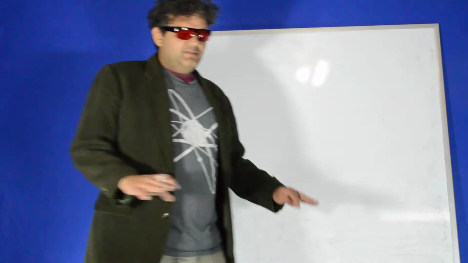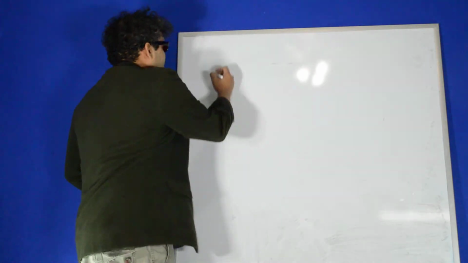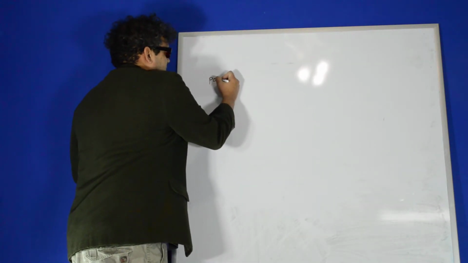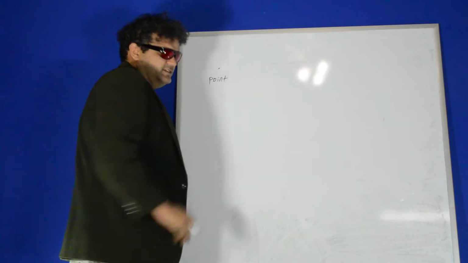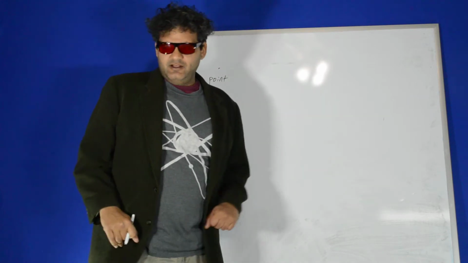First, this is going to be just the basic vocabulary that makes up everything we know about geometry. The first word is point. A point is like a dot. It's a dot in space, and it represents that location.